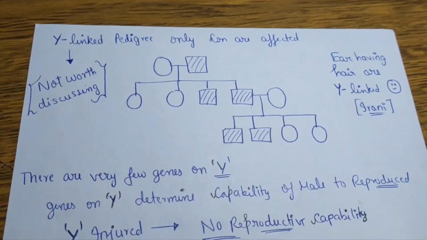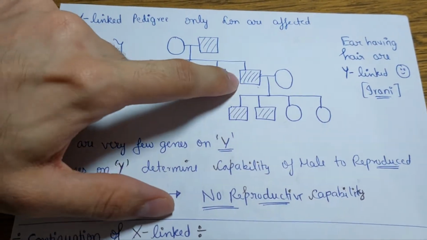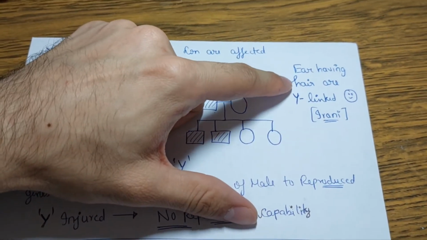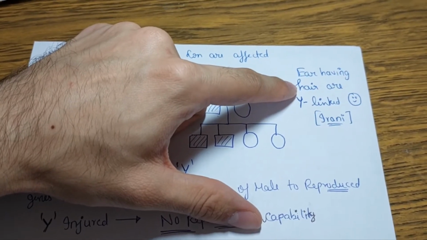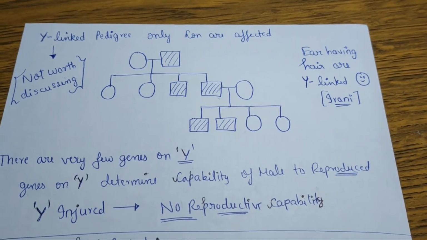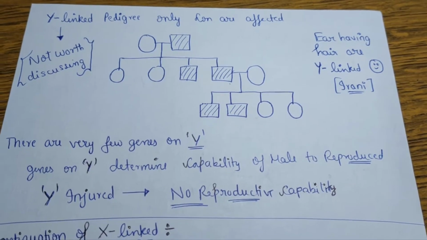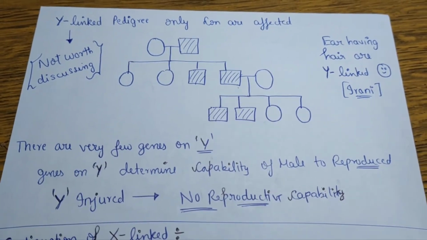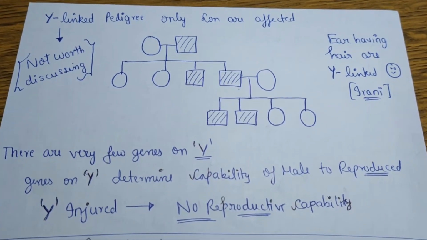If we see a Y-linked pedigree, after the father, the sons will be affected and the grandsons will be affected. One example is people who have hair on their ears, who are said to have a Y-linked disorder. There are very few genes on Y. Genes on Y basically determine the capability of the male to reproduce. So if the Y gene has some kind of mutation or defect which can cause a Y disorder, it will affect the reproductive capability of the male.